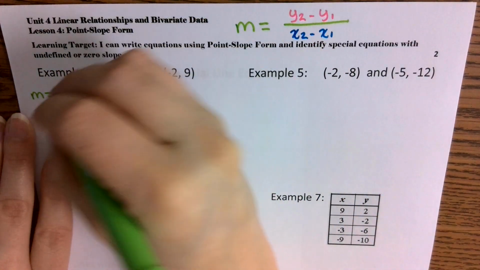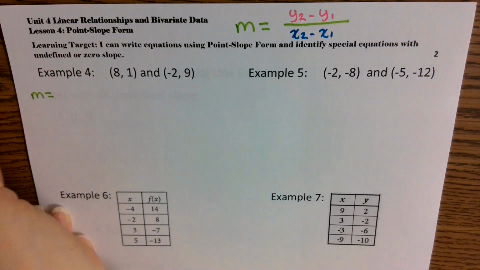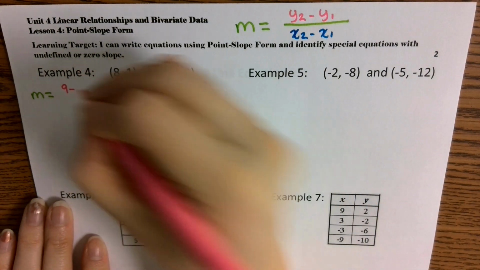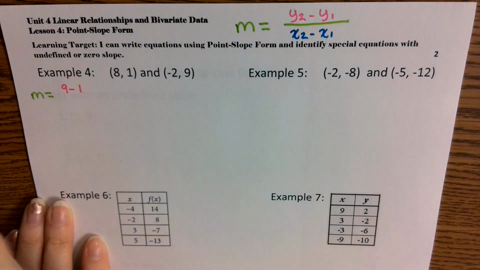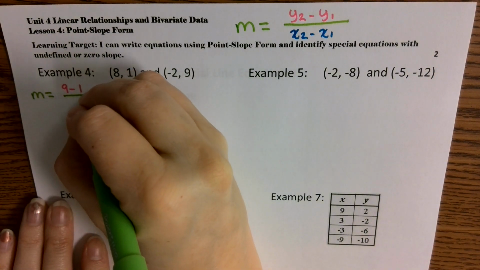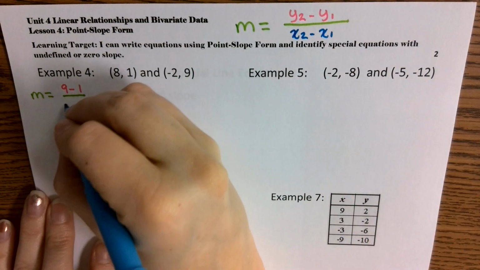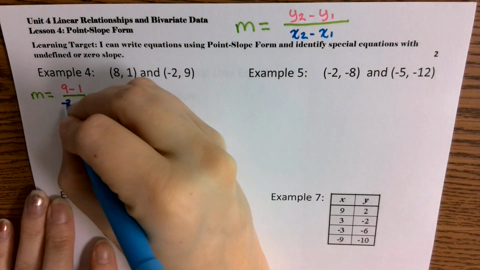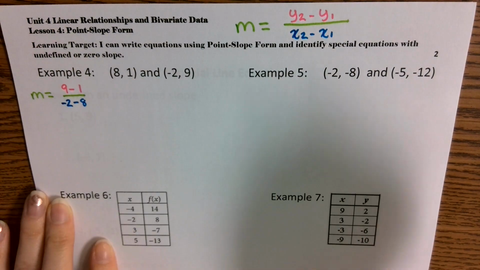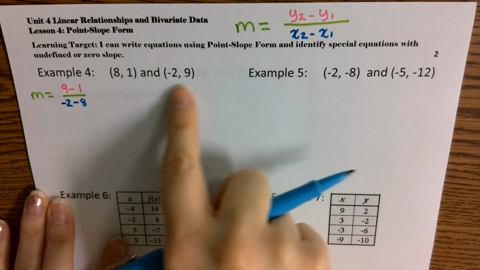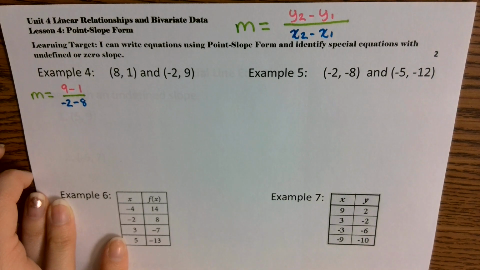So m, in this case, is going to be equal to the difference of my y's. So I'm going to do 9 minus 1 on the top. For my x's, I'm going to do negative 2 minus 8 on the bottom. Okay? This is my x1, y1. This is my x2, y2.